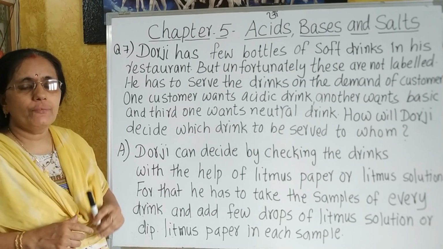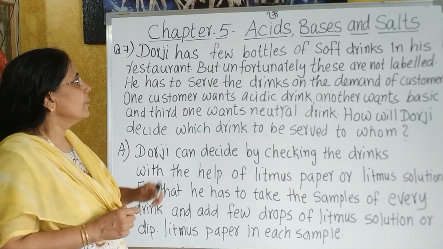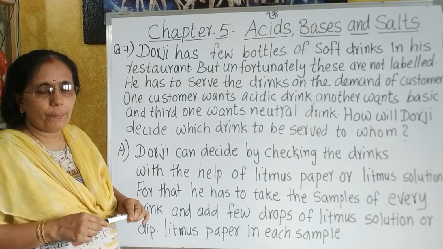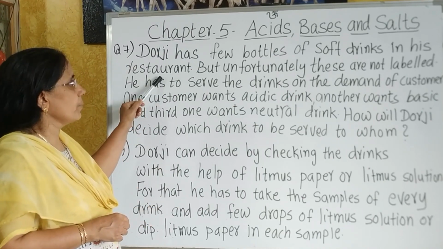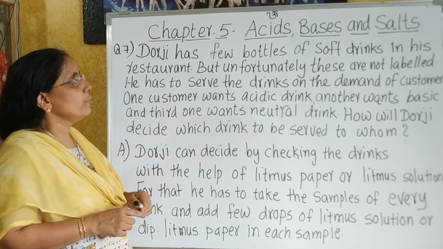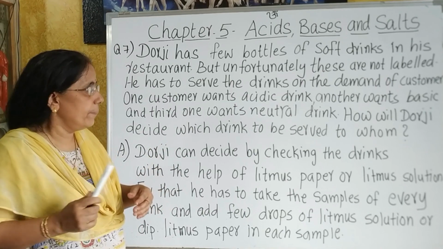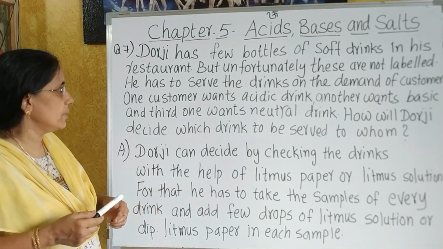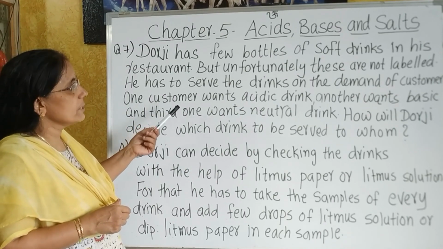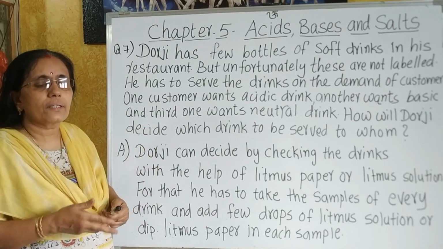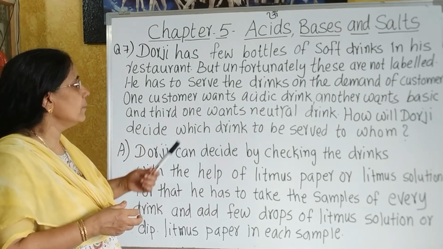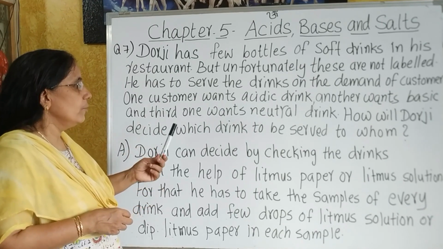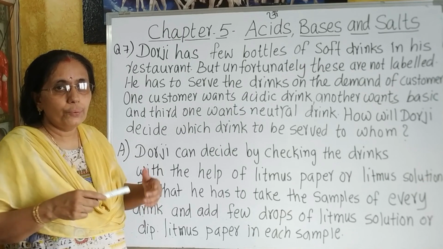Students, now we will see one application question. Here, Dorji has a few bottles of soft drinks in the restaurant. But unfortunately, these are not labeled. He has to serve the drinks on the demand of customers. One customer wants an acidic drink, another basic, and the third one may be demanding a neutral drink. So how will Dorji decide which drink to be served to whom?